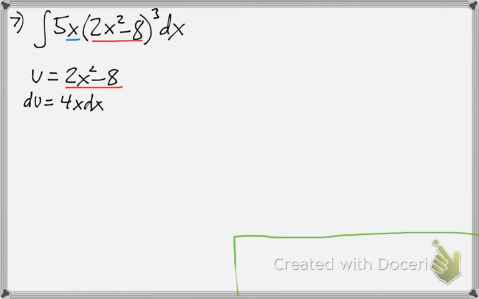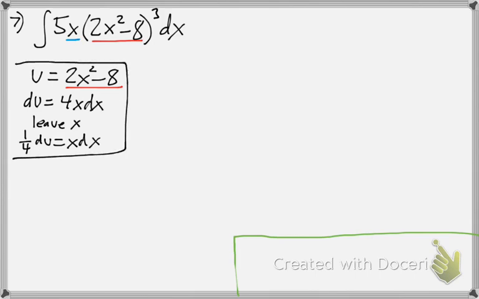So I'm just going to divide both sides by 4. So this is going to be, let's put a note here, I want to leave the x. So 1/4 du is equal to x dx. So the x dx is going to get replaced with 1/4 du. And that's the x and the dx together, not for both of them separately, but both of them together will become 1/4 du.